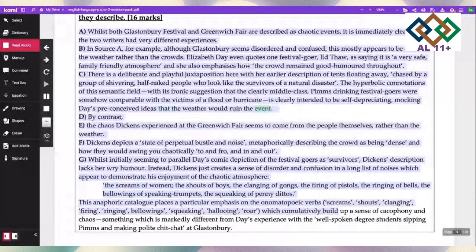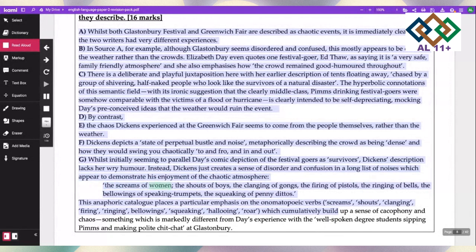By contrast, the chaos Dickens experienced at the Greenwich Fair seems to come from the people themselves, rather than the weather. Dickens depicts a state of perpetual bustle and noise, metaphorically describing the crowd as being dense and how they would swing you chaotically to and fro, and in and out. Whilst initially seeming to parallel Day's comic depiction of the festival goers as survivors, Dickens' description lacks her wry humor. Instead, Dickens just creates a sense of disorder and confusion in a long list of noises which appear to demonstrate his enjoyment of the chaotic atmosphere.